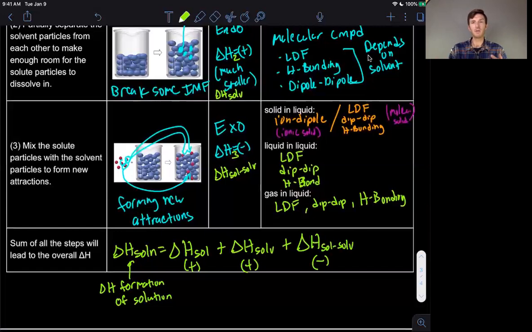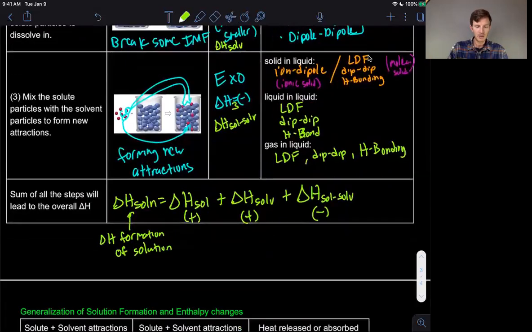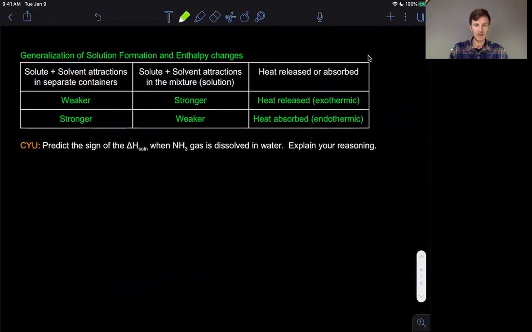And so now I would like for us to take this idea of a solute dissolving into a solvent, and I'd like you to predict the sign of the enthalpy change when ammonia gas is dissolved in water. Say the overall enthalpy change. Is it going to be positive? Is it going to be negative? Is it going to be close to zero? What do we think here?